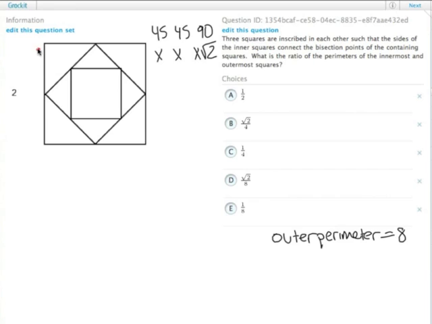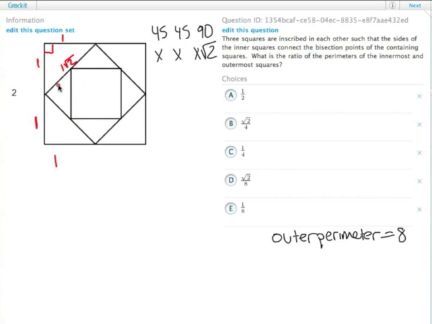So if one of these full sides is 2, then each one of these is 1. So then we have an isosceles triangle with a 90-degree angle in one corner, and therefore that's where the 45, 45, 90 triangle business comes in. If each of these is a length of 1, the diagonal is going to be 1 times the square root of 2. But that's the middle square.